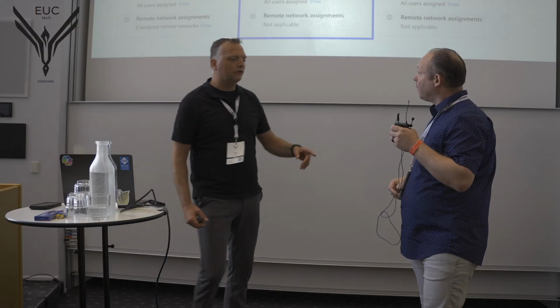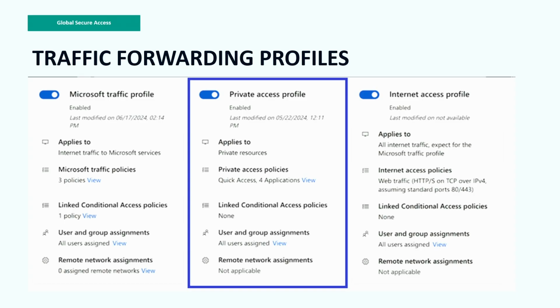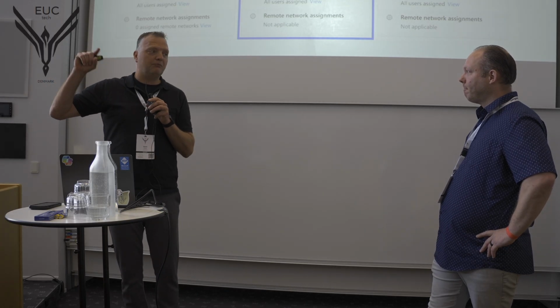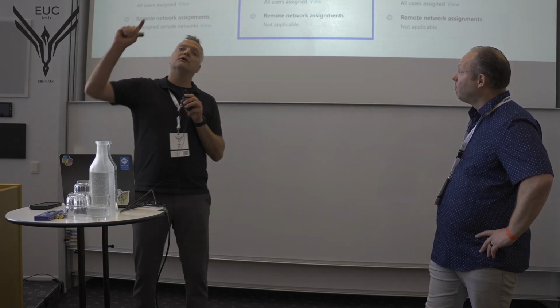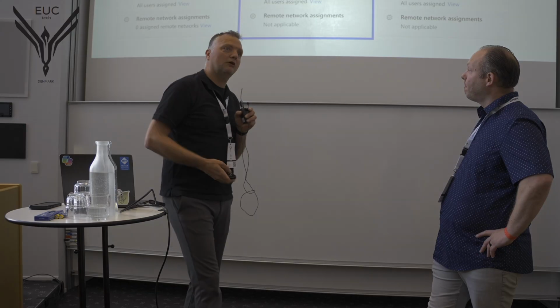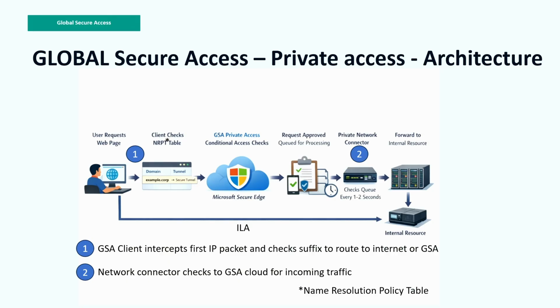Yeah, and the cool thing here is you can see, are there any linked access policies, are there any groups assigned, and are there any specialized conditional access policies, etc. So you can see per part: I'm using Private Access to connect to the internal network. I'm using the Microsoft Traffic Profile if you have the complete bundle to tunnel everything to Microsoft, and I'm using the Internet Access Profile to tunnel my internet access. Excellent. And you can see what's happening where.